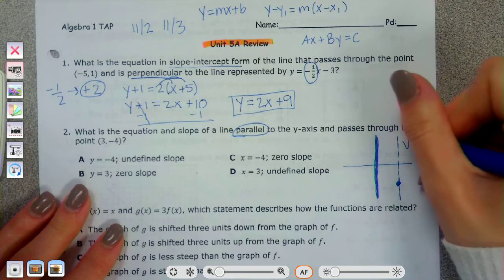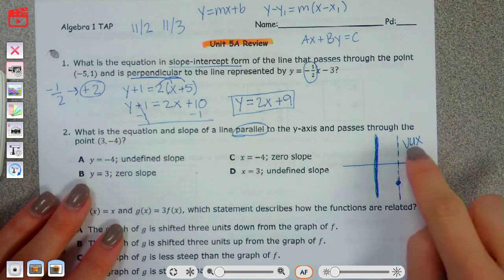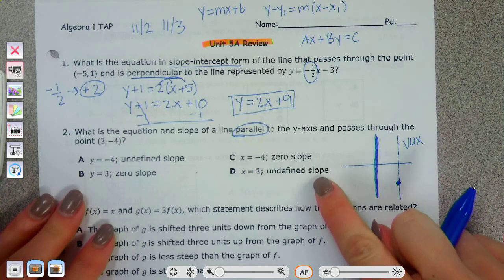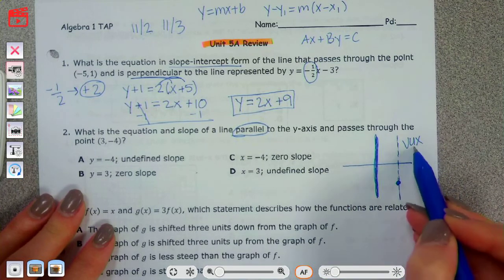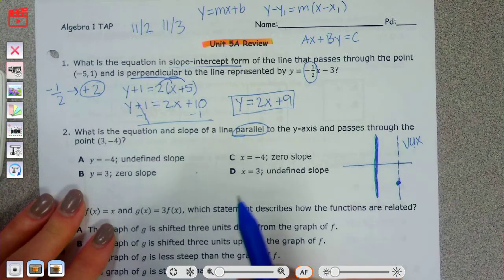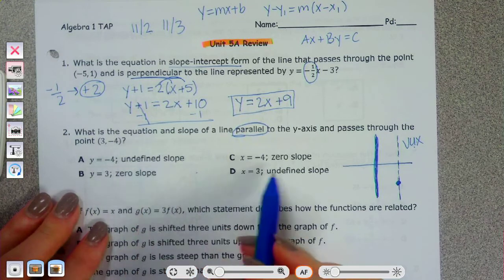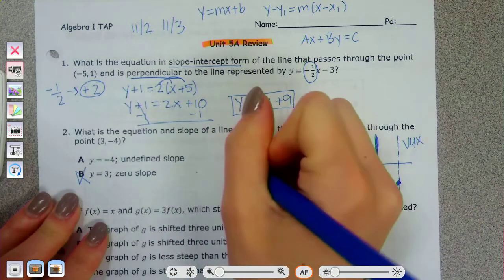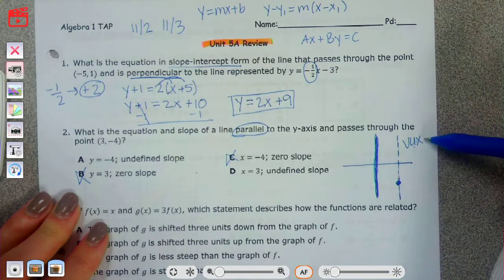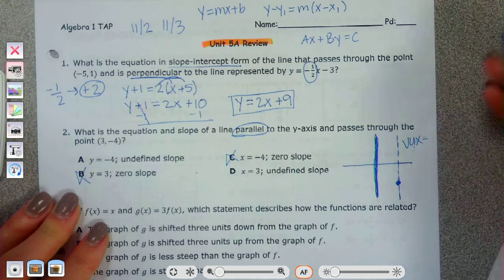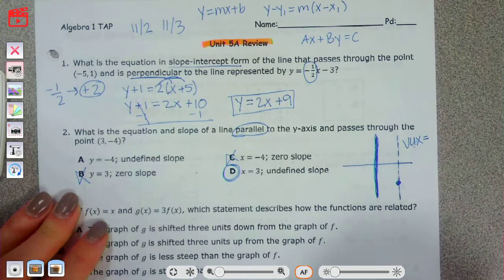So this is a vertical line, which is going to have an x equals equation with an undefined slope. So undefined slope, that's easier to pick out. So it could either be this one or this one. So I'll cross this out and I'll cross this out. And then as an x equals equation, right here, x equals, so it has to be x equals 3.